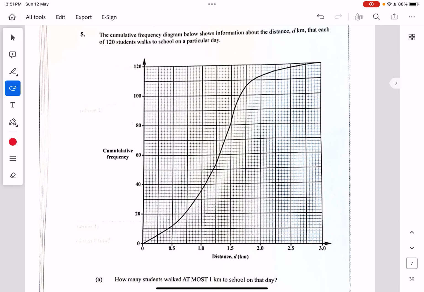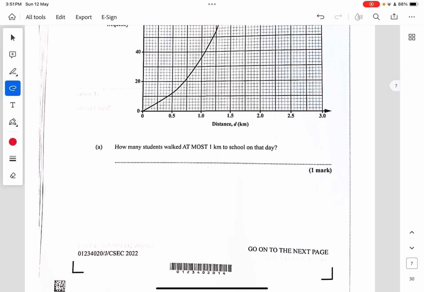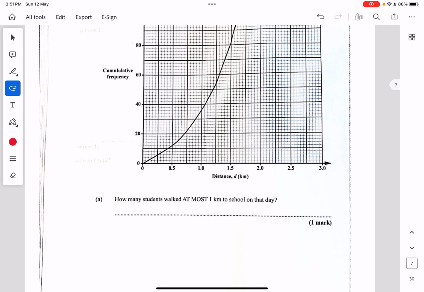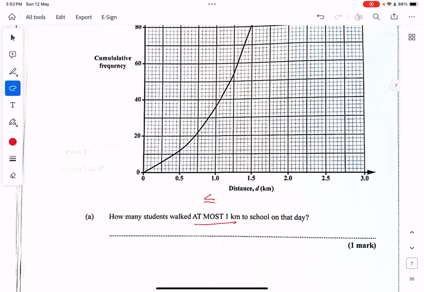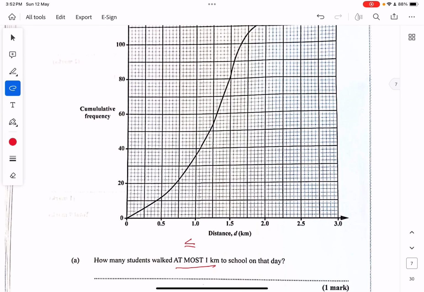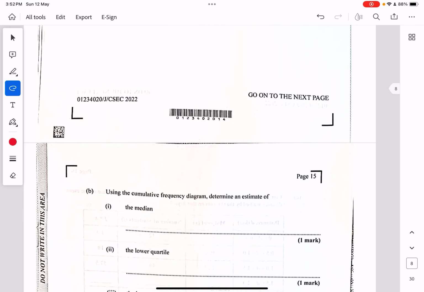Okay, let's see, same kind of question. We're given a cumulative frequency curve, and we're asked how many students walked at most 1 kilometer. So at most means no more than, so we're looking at those less than or equal to 1 kilometer. So we find the position on the curve that matches with 1, and determine how many students are represented by that space there to get those that walk for less than or equal to 1 kilometer.